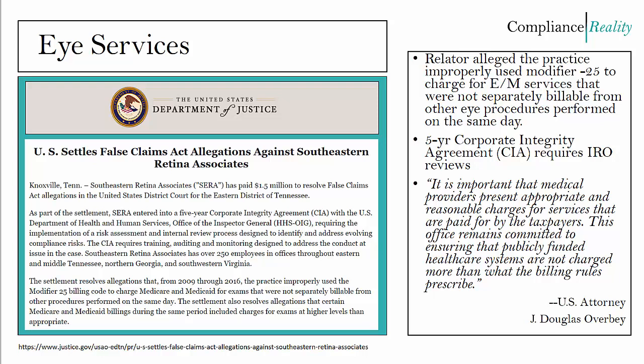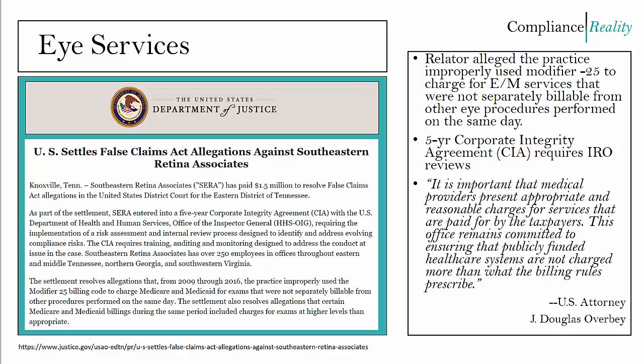The U.S. attorney involved in this case stated, "It is important that medical providers present appropriate and reasonable charges for services that are paid for by the taxpayers. This office remains committed to ensuring that publicly funded healthcare systems are not charged more than what the billing rules prescribe." Again, the Federal False Claims Act deals with claims made to the federal government.